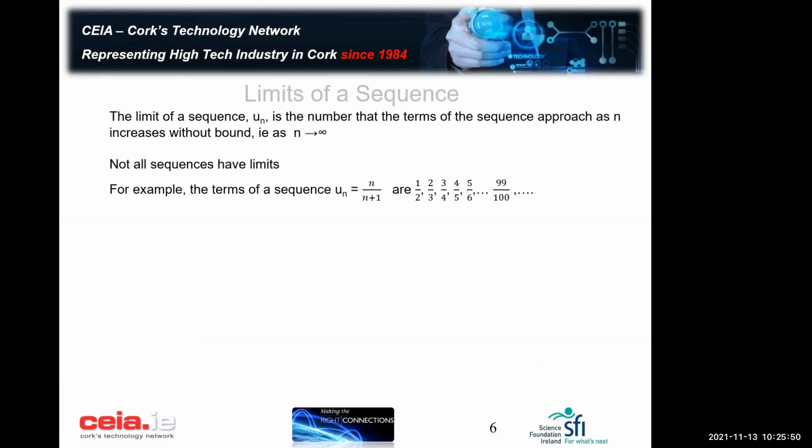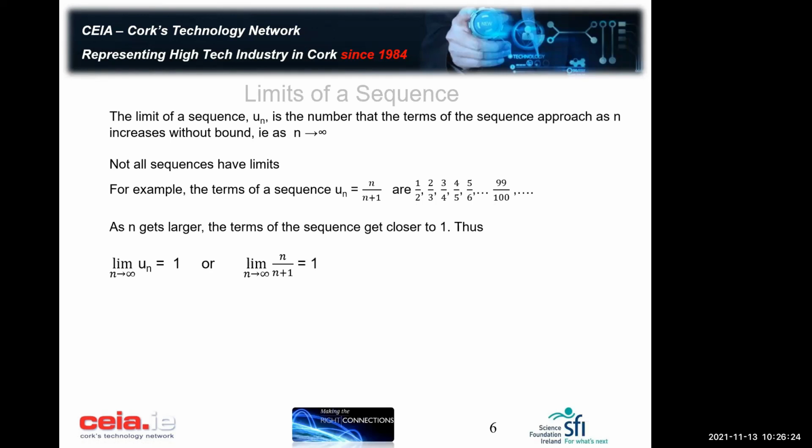So for example, take the sequence u of n equal to n over n plus 1. The terms are typically a half, 2/3, 3/4, 4/5, 5/6, all the way on. As n gets larger, the terms of the sequence get closer to 1. You can see that. You started off with a half, and way down in the sequence, you have 99 over 100. It's getting close to 1. So as the sequence progresses, because of the way it's formulated, all the terms are getting closer to 1.